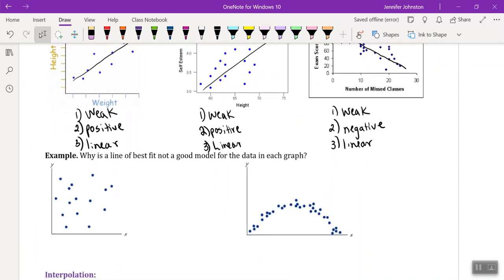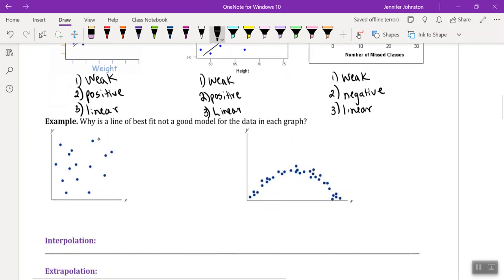All right, why is a line of best fit not a good model for data in each graph here? So why would a line of best fit not be a good indication of the data here?